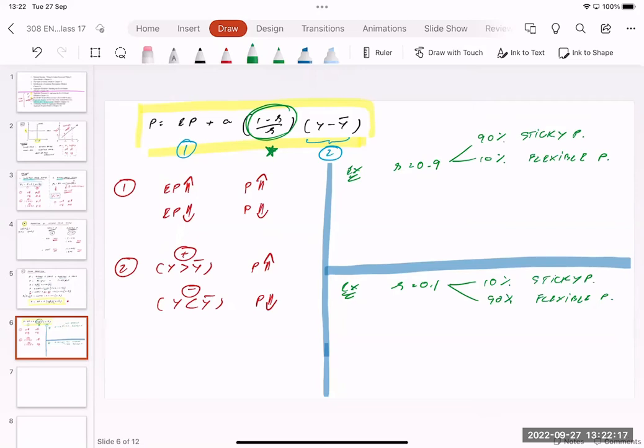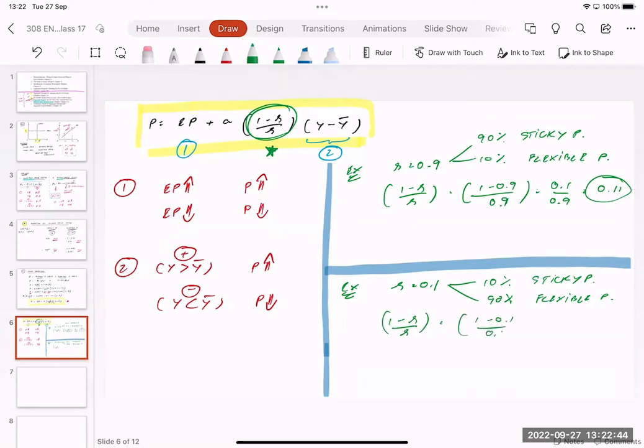So far so good. Then we can use this number to calculate the star, 1 minus S over S. If S equals 0.9, 1 minus S over S equals 1 minus 0.9 over 0.9. And then you get 0.1 over 0.9, which is equal to 0.11. On the other hand, if S equals 0.1, it's going to be 1 minus 0.1 over 0.1, equal to 0.9 over 0.1, equal to 9.